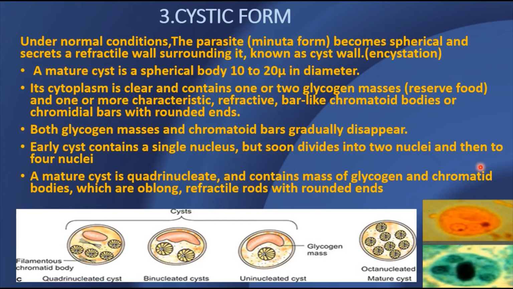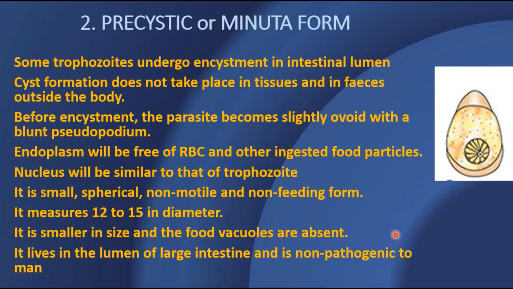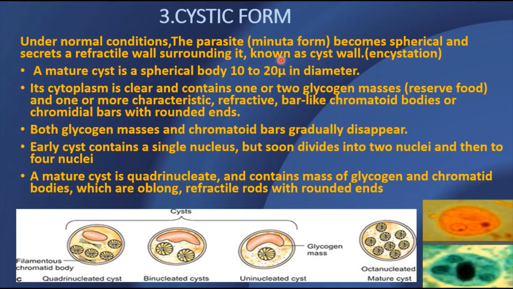So this stage is not going to cause any harm. Then, moving to the third form, that is the cystic form. Here you can see the cystic form. Under normal conditions, the parasite, that is the minuta form, becomes spherical. Here it is completely spherical, whereas the previous one was ovoid. The minuta form secretes a refractile wall surrounding it, known as the cyst wall, and this process of forming the wall is called encystation.